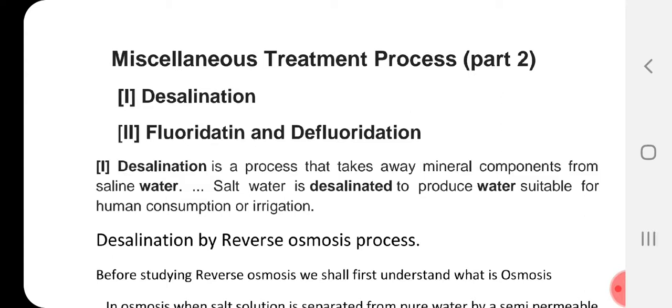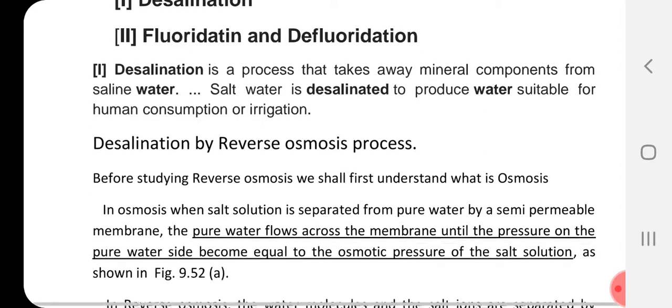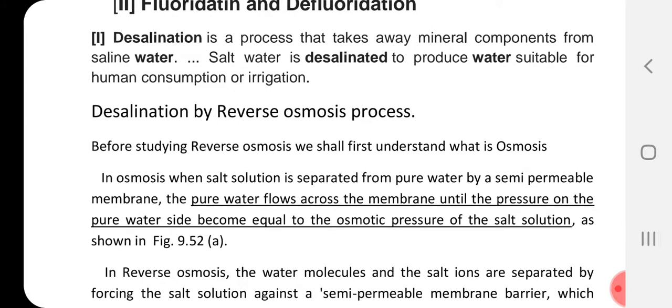Now, what are the desalination methods? Desalination by reverse osmosis process, that we will discuss because this is specifically emphasized in your syllabus. Let us see what is desalination by reverse osmosis process, which is most commonly used. Before studying reverse osmosis, we shall first understand what is osmosis. We must understand osmosis first, and then we will understand what is reverse osmosis.